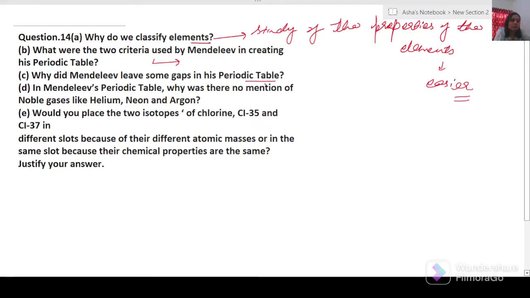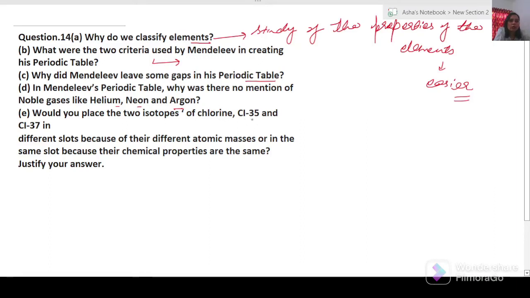In Mendeleev's table, why was there no mention of the noble gases like helium, neon and argon? Because during that time these gases were not discovered. People were unaware of them. That is why there is no mention, or no place, for the noble gases.